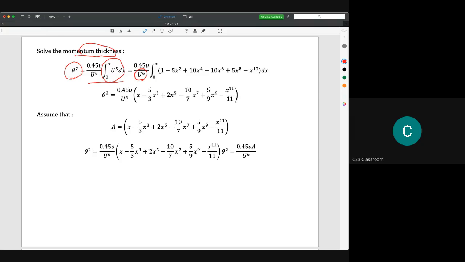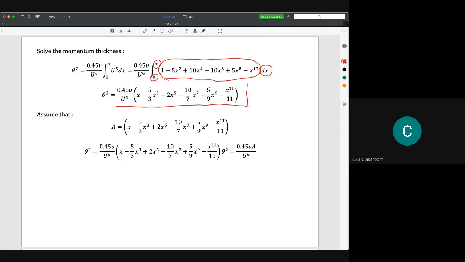We substitute the value of u to the power of 5. So we have this here, and then we need to integrate it with dx, with the limit of 0 to x. Now we have this term. To simplify our calculation, we assume that all of this term is equal to one integral. For example, we assume that it is equal to A.